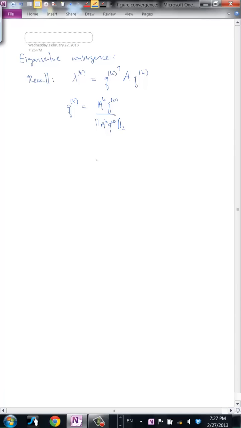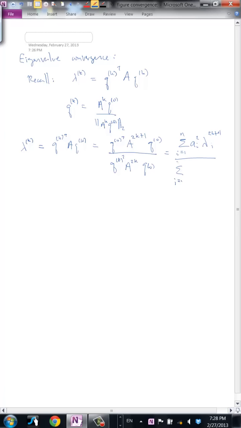times q of 0. So therefore, expanding this out, we've got that lambda of k is equal to q of k transpose A q of k, which is just equal to q of 0 transpose A to the 2k plus 1 times q of 0. The k came from the first q, another k came from the second q, and then the plus 1 came from the original A itself. And the normalization is just q of 0 transpose A to the 2k q of 0. And if we write this out with the exact expansion that we used on the previous page, this is now equal to the sum from 1 to n of ai squared lambda i to the 2k plus 1 divided by the sum from i equals 1 to n of ai squared lambda i only to the 2k.